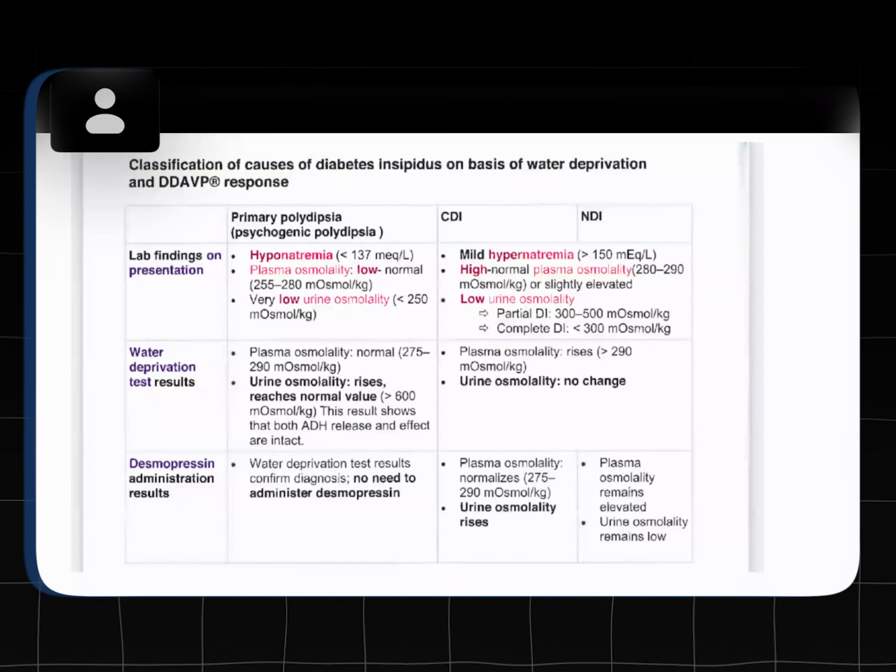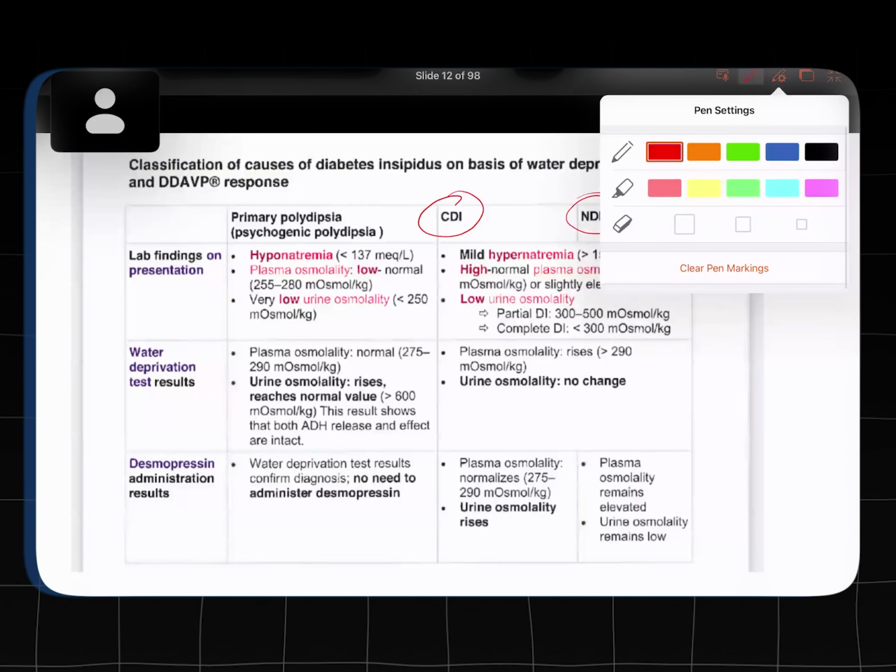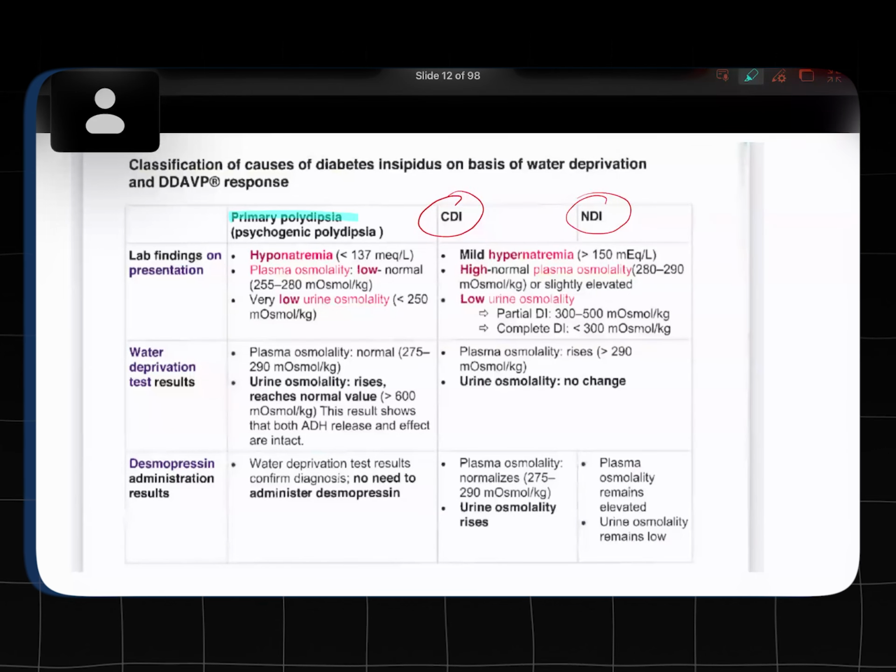So CDI, NDI, we have already discussed. What we have not discussed is primary polydipsia. We shall be discussing it. So lab finding, obviously hyponatremia, because it is mostly dilutional. Plasma osmolality will be low, and the patient will pass a diluted urine. So everything will be low: sodium low, plasma osmolality low, urine osmolality low.